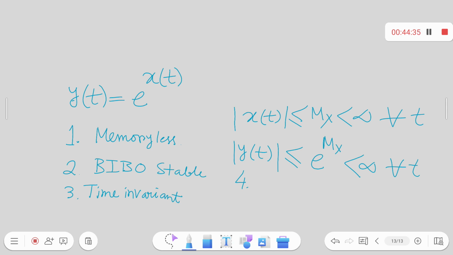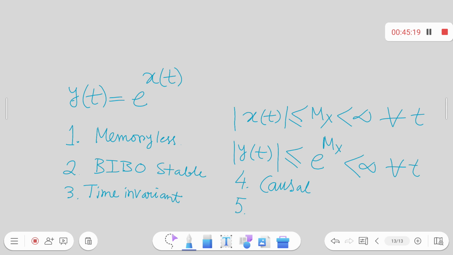What about the causal system? The causal system obeys the cause and effect relationship. That means the output appears only after the input, or right at the time when the input is applied. If x(t) starts from t equal to t naught, y(t) also starts from t equal to t naught. It's a causal system. We will talk about causality in more detail.